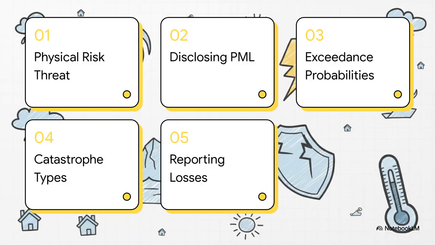Here's our instructional blueprint for today. We'll hit 1. The physical risk threat. 2. Disclosing probable maximum loss. 3. Understanding exceedance probabilities. 4. Modeled versus non-modeled catastrophes. And finally, 5. Reporting your monetary losses. We're going to walk step by step through exactly how to disclose these critical figures.